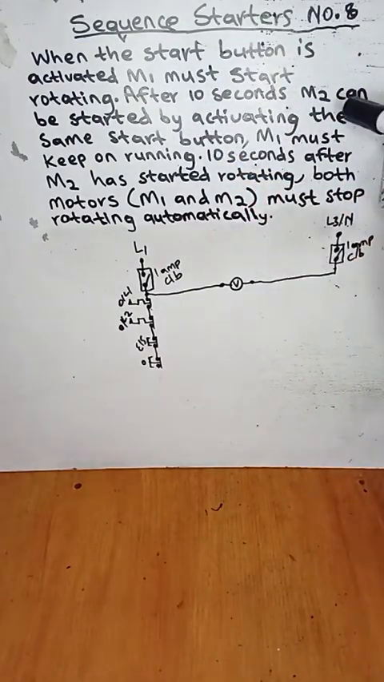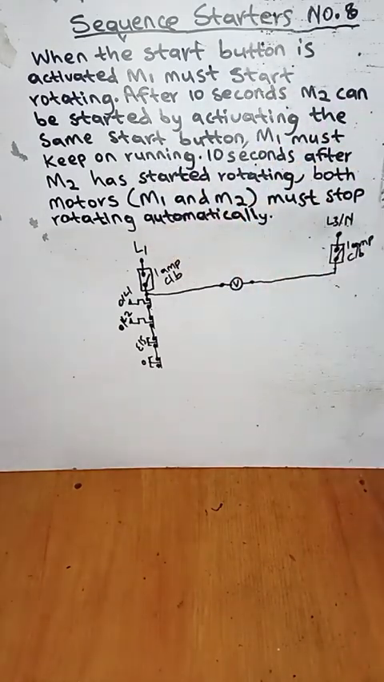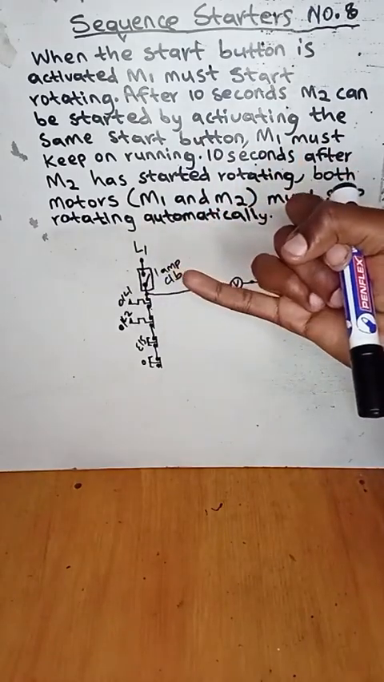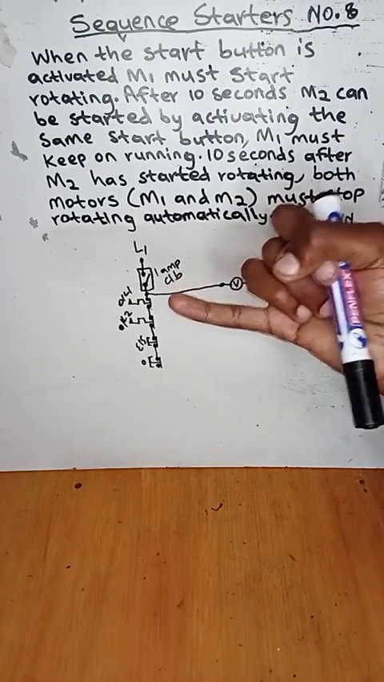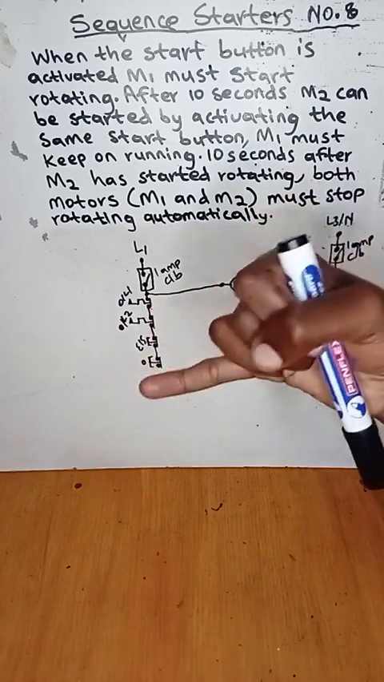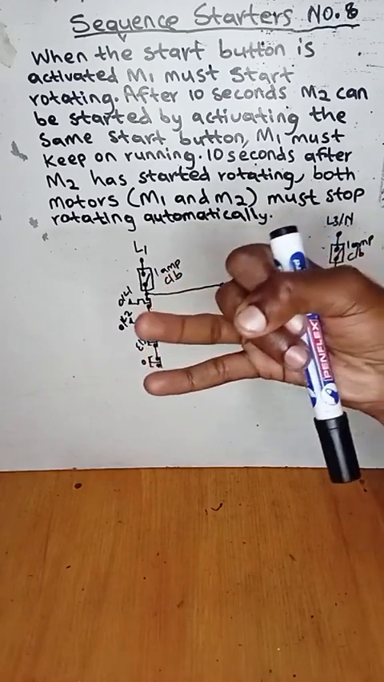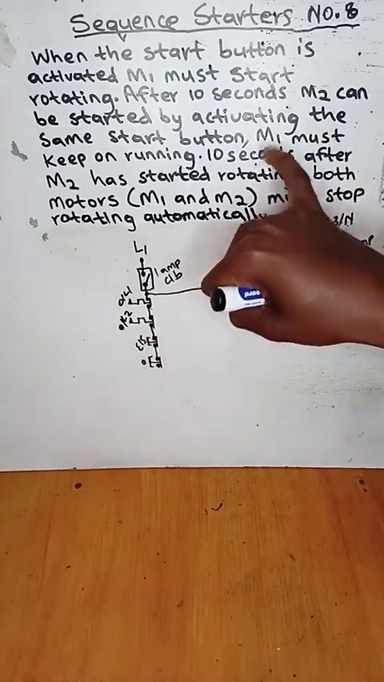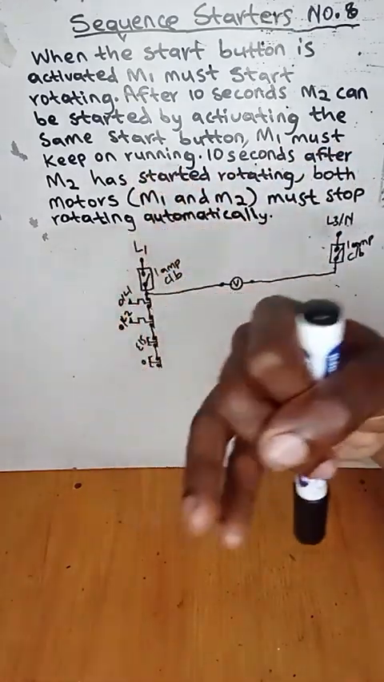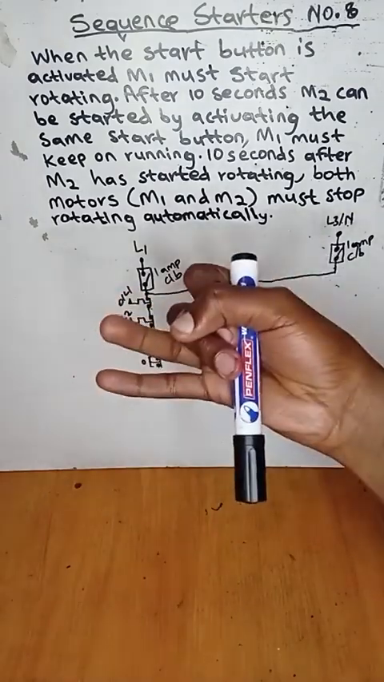After 10 seconds, motor 2 can be started by activating the same start button. So firstly, we press the start button, motor 1 starts to get energized. After 10 seconds, we must press the same start button that has energized motor 1 to activate the coil of motor 2, right? And they say motor 1 must keep on running. So we will use the same start button to activate motor 1 and motor 2.